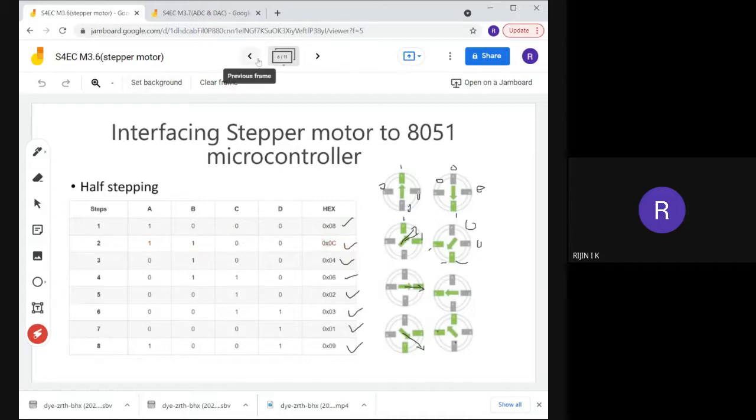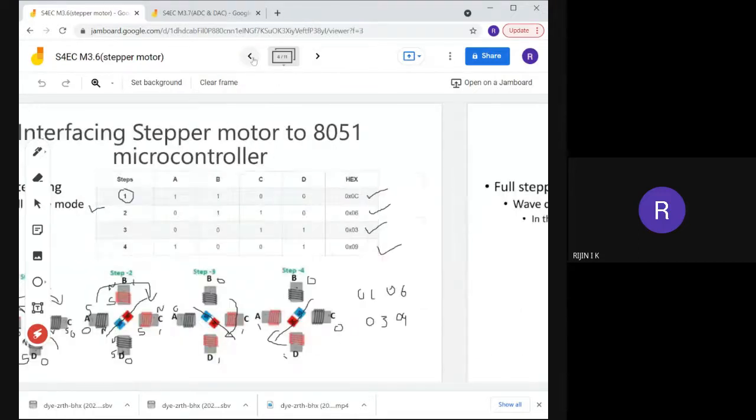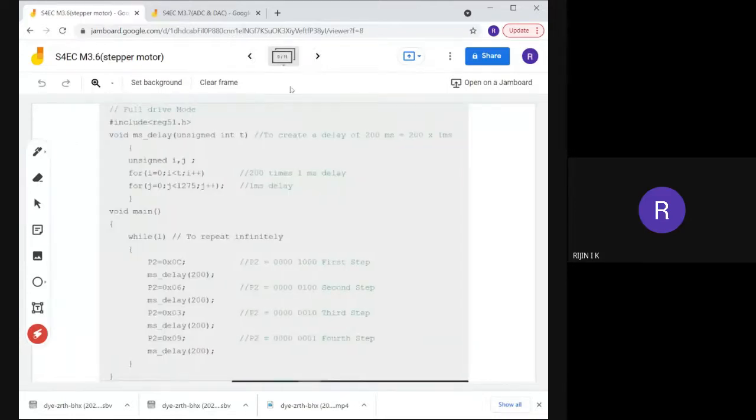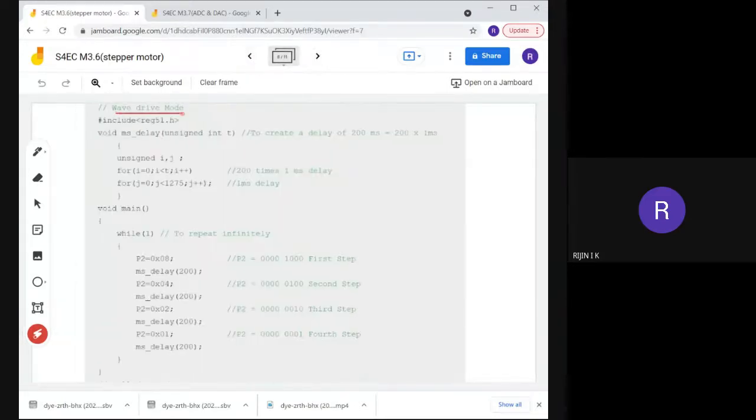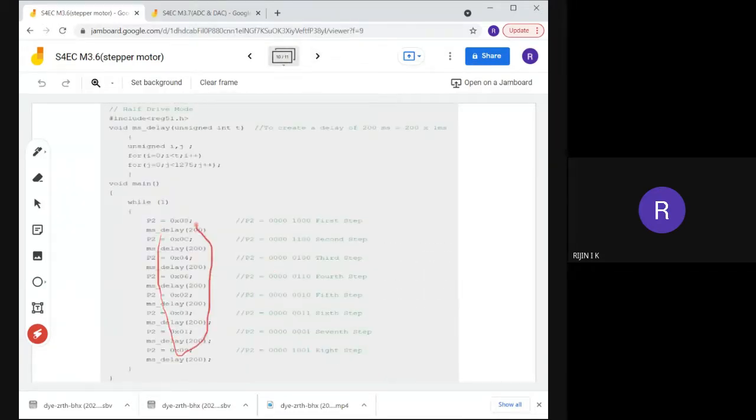ഓക്കെ, സോ this is half stepping, this is wave drive mode, and this one is full drive mode. Okay, so ആദ്യത്തെ program ആണ് വേവ് ഡ്രൈവ് മോഡ്. ആ വാല്യൂസ് നമ്മൾ ഓരോ പോർട്ടിലോട്ടും കൊടുത്തു. All others are same. ഓക്കെ, ഇവിടെയാണെങ്കിൽ വാല്യൂസ് മാറുന്നു. ഇവിടെ 8 വാല്യൂസ് നമ്മൾ ഇൻപുട്ട് ആയിട്ട് കൊടുക്കുന്നു. Okay, so that's all about the interfacing of stepper motor to 8051 microcontroller.